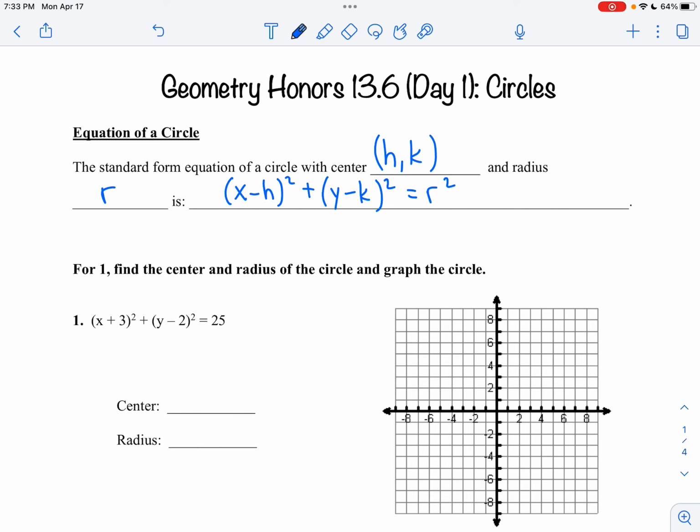So today we're going to look at a variety of different problems involving circles on the coordinate plane. Sit back, enjoy, and I hope you learn something.